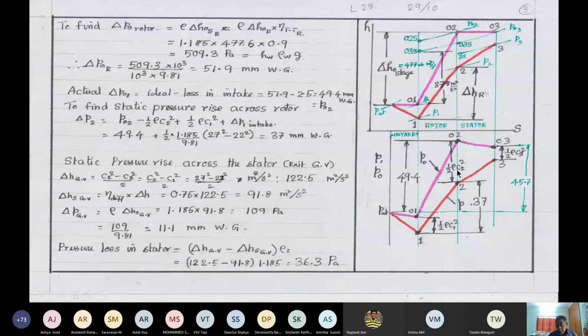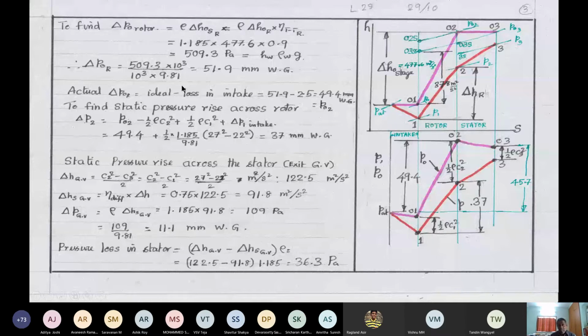Then with that you have to add this half rho C1 square plus the loss, that 2.5 millimeters of water column, as flow takes place from atmosphere to the entry. So totally you get a value of 37 millimeters of water gauge. That is what is indicated here. That is the pressure at point 2. The stagnation pressure is 49.7 millimeters of water gauge.